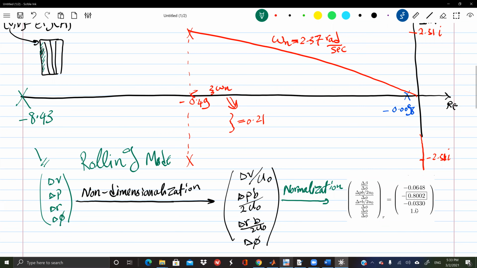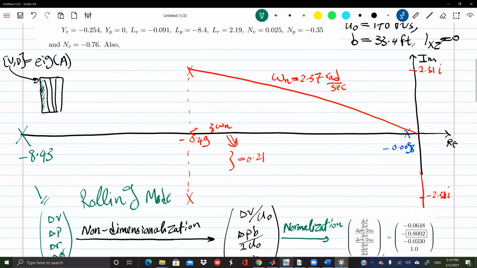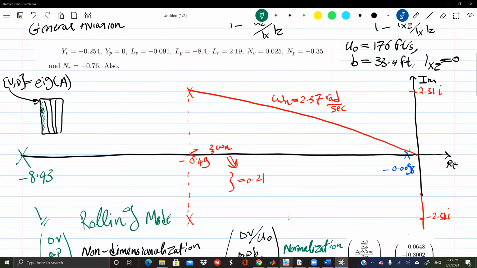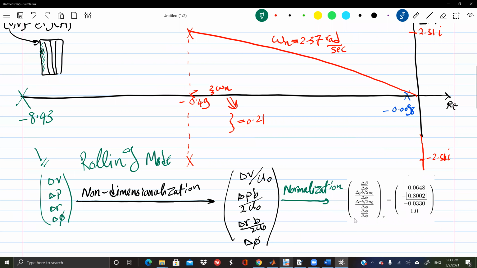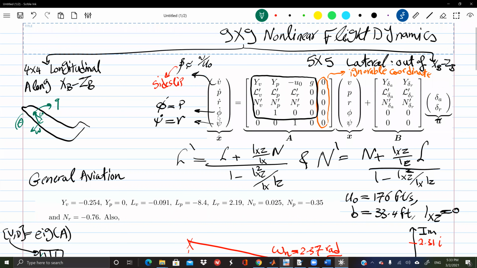It's a small contribution. Okay, now how can I get an equation of motion for this rolling mode only? An approximation. Because this came from the 5x5, and I don't need to play with the 5x5 every time. I need to get an approximate analytical expression. Can I do that? Well, let's see. The eigenvector says that it's mostly rolling motion. Neglect anything else. So let's get the rolling moment equation, this one, and neglect anything else.